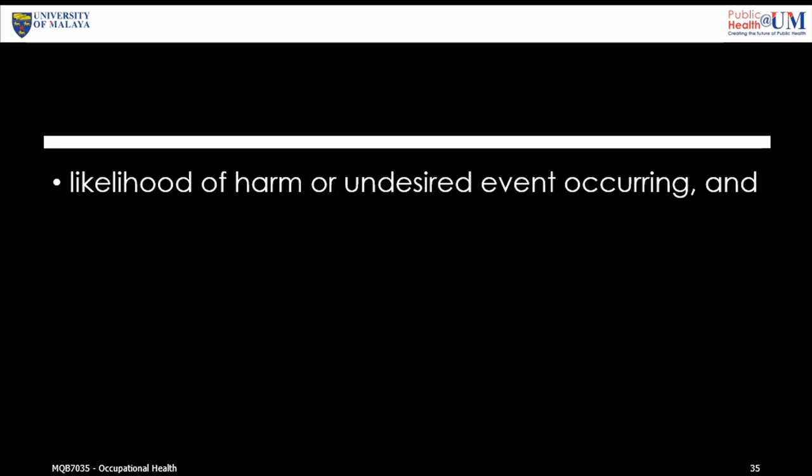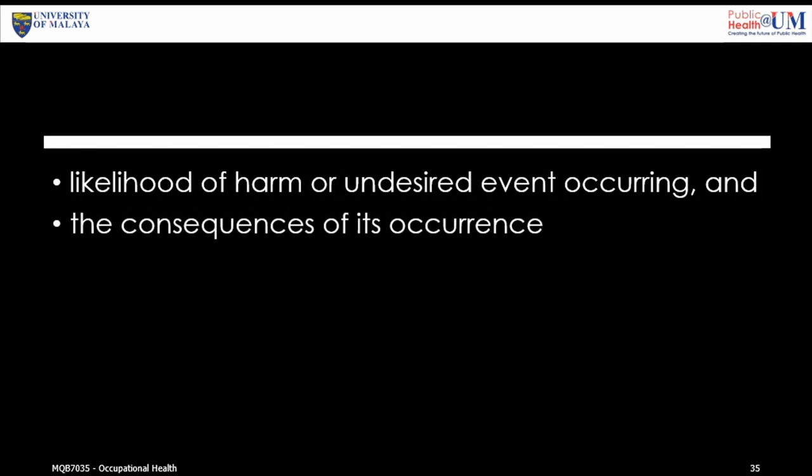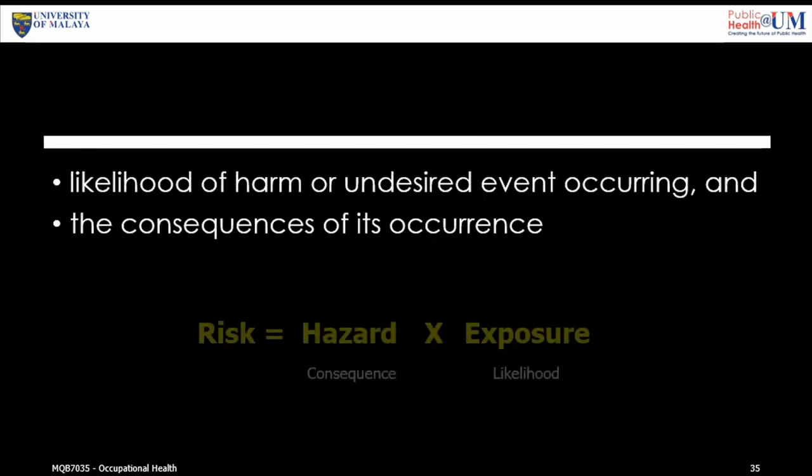Okay, so what is the likelihood of harm or a desired event occurring? And the consequence of this occurrence: when it occurs, what will happen? So risk is equal to hazard, which is the consequence, and exposure, which is the likelihood. The consequence of the hazard is what you need to assess. What are the hazards? That's why you do the hazard assessment, and then what is the likelihood of your exposure to the hazard? What are the hazards of a nuclear power plant? What are the risks of a nuclear power plant basically exploding?